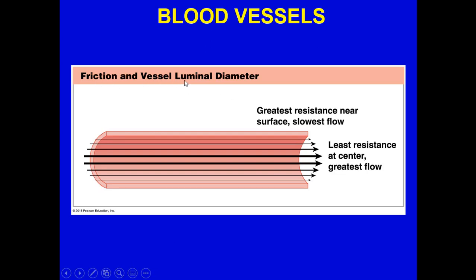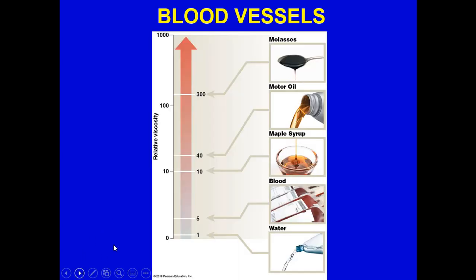Friction and vessel luminal diameter: as you can see here, the greatest resistance is near the surface, right over here, against the edges. The least resistance is at the center. Okay? That's part of the key also.